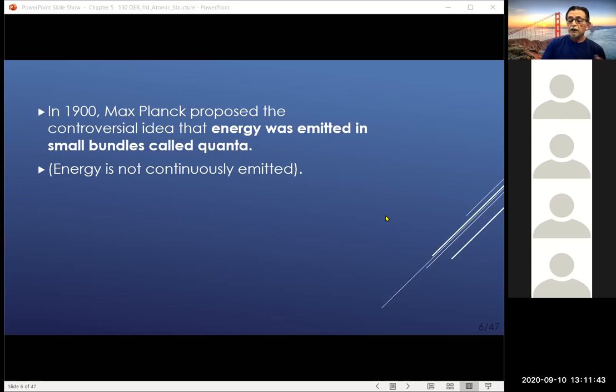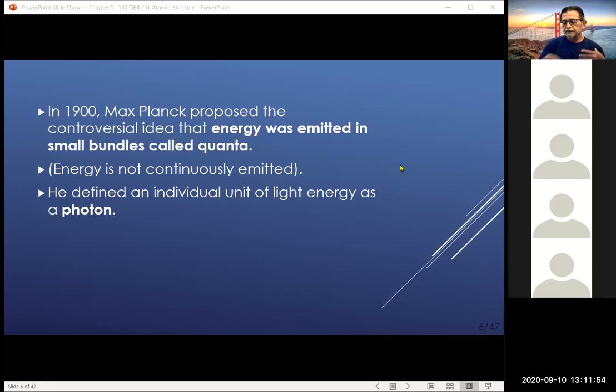All right, so we thought at this time that energy was continuously emitted, but it turns out based on Max Planck's proposal that it is a specific amount of energy that is being emitted. And each individual unit of light energy is called a photon. Use that in sci-fi, photon torpedoes.